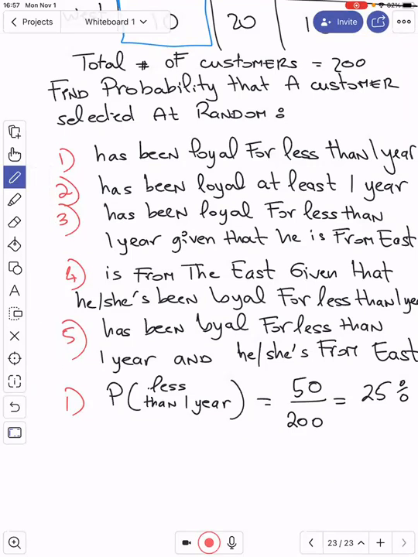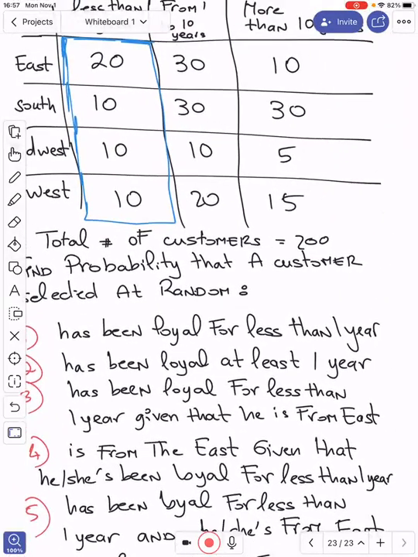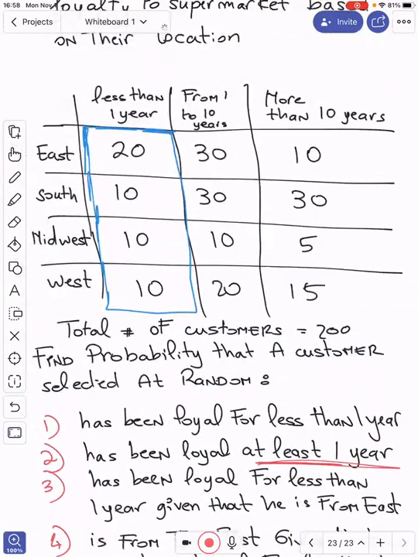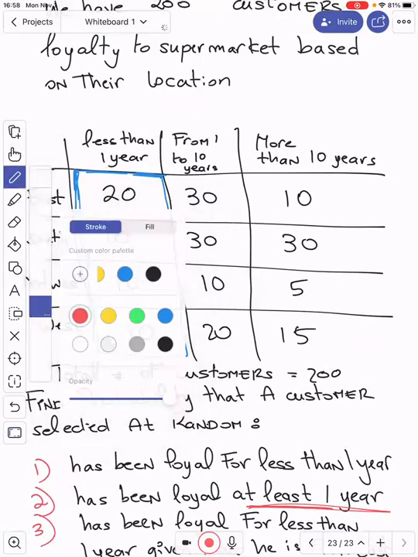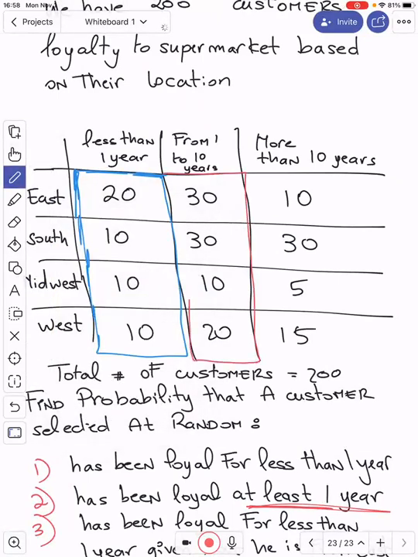Number two. Please interrupt me, guys, if you have any question, all right? Has been loyal at least 1 year. So the key word here is at least. When I say at least 1 year, it means the minimum is 1 year. So it could be 1 year or more than 1 year. Okay, so 1 year or more, that will be from 1 to 10 years, right? From 1 to 10 years, or for more than 10 years.